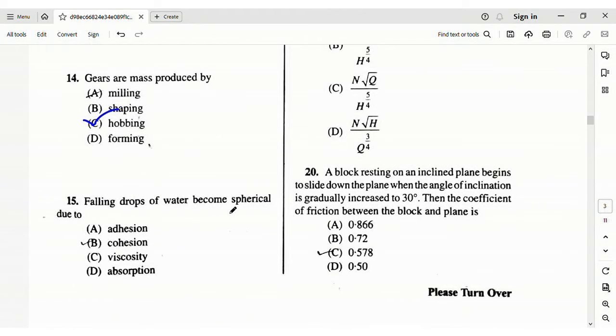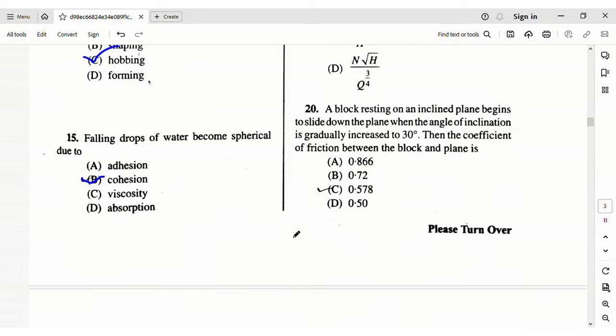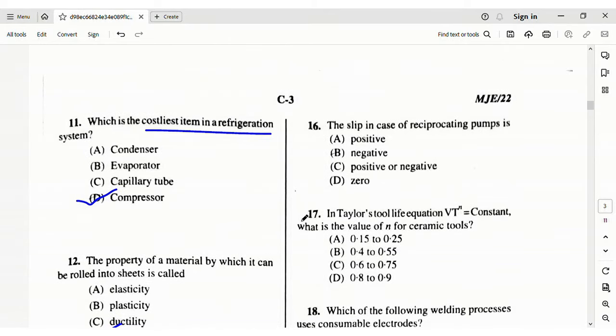Falling drop of water becomes spherical due to cohesion. Question number 16. The slip in case of a reciprocating pump. So slip in case of a reciprocating pump will be negative.